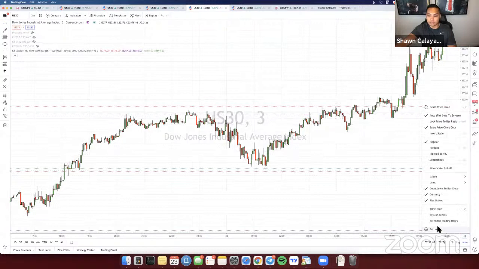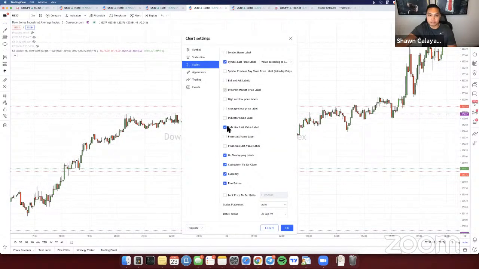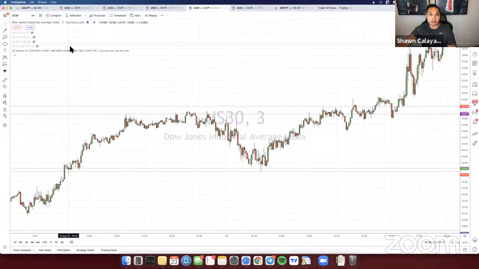If you click on the settings button right here, there's a thing to check off where it says indicator last value label. If you turn that off, it doesn't show anything for the indicators here. So I think that might have been what you did. If you turn it back on, it should come right back on. So this might be the way to fix it, Sam. That's the only thing I can think of that you probably changed in your own personal settings. It's not an indicator setting, it's a setting within TradingView.